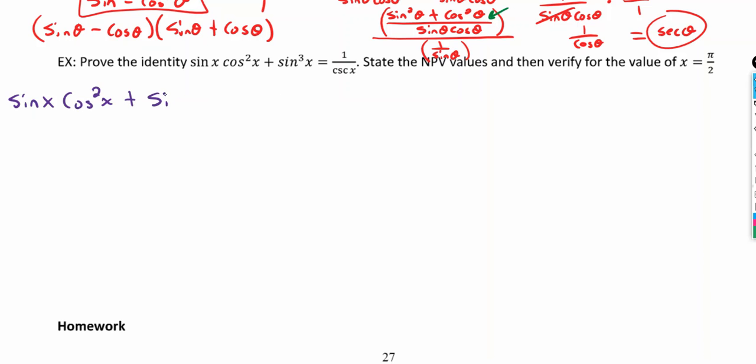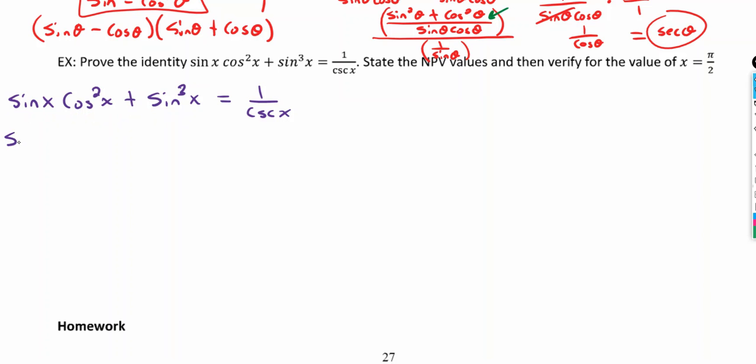plus sine to the power of 3x is equal to 1 over cosecant x. All right. Now remember one of the things we want to look for is if we're able to factor anything. I've got a sine in there, and I've got three sines over here. So let's factor a sine out first.